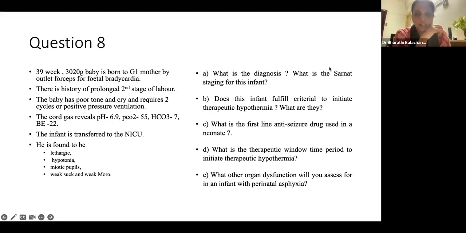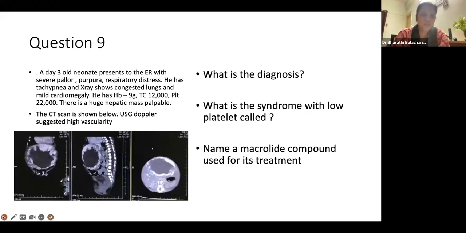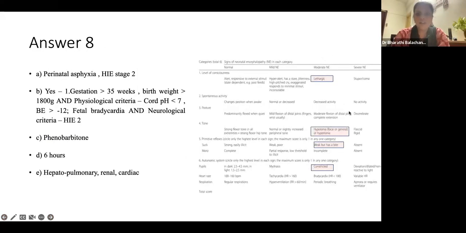So the diagnosis in this infant is perinatal asphyxia, there is no doubt. And the staging is HIE 2. So how is it HIE 2? We will look at this. This is the modified Sarnat staging for neonatal encephalopathy. It is classified as normal, mild neonatal encephalopathy, and severe neonatal encephalopathy. There are 6 characteristics: level of consciousness, spontaneous activity, posture, tone, primitive reflex, and autonomic system. So any 3 of the 6 in one would fit it into that category.